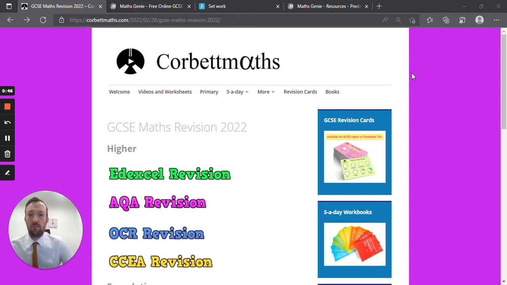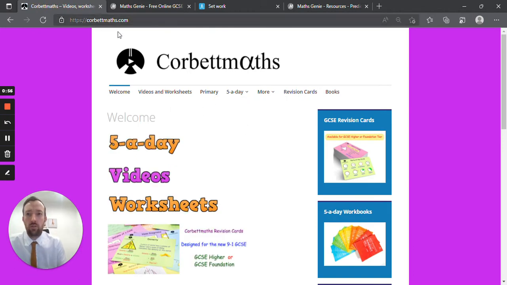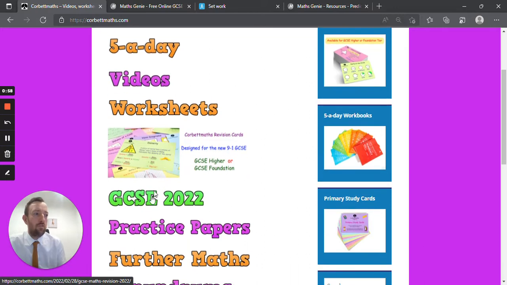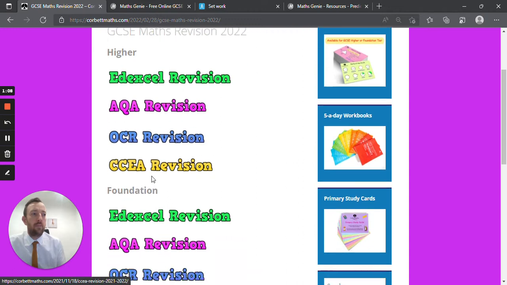So on your screen there you can see I've just got Corbett Maths up. That's probably one of the best ones to use. If you go onto the Corbett Maths website, and the link's just at the top, if you scroll down to GCSE 2022, you've got there Edexcel, which is the exam board that we do. So Edexcel revision for the higher paper. If you scroll down a little bit, you've got Edexcel revision for the foundation paper.